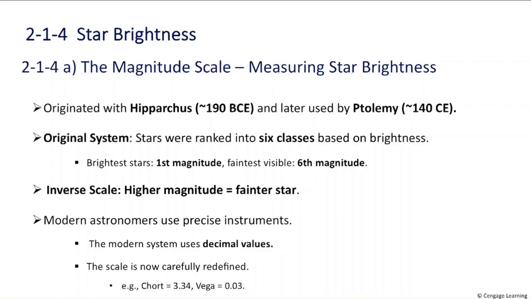Take Chorus for example, not just a cool name, but its brightness is measured as magnitude 3.34. That tells us it's moderately bright, but not a standout. Then there's Vega, famously bright, with a magnitude of just 0.03. That's nearly as bright as it gets in this system.